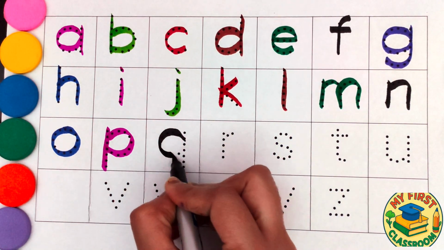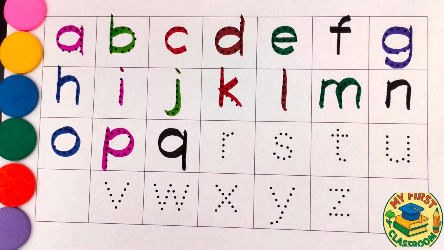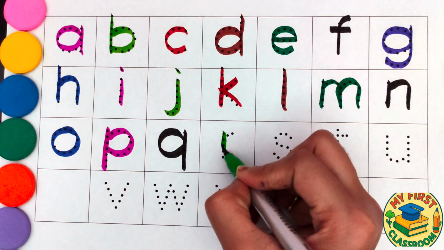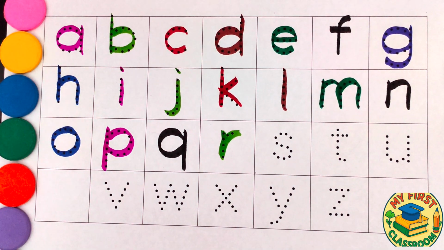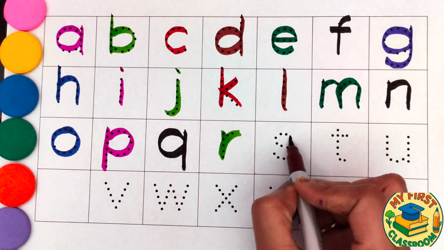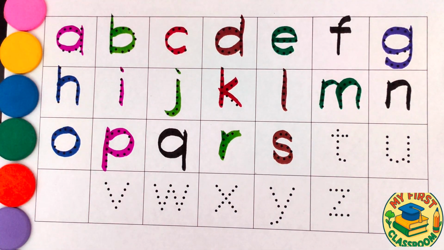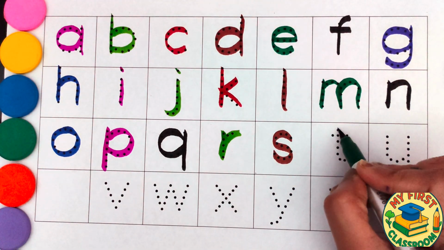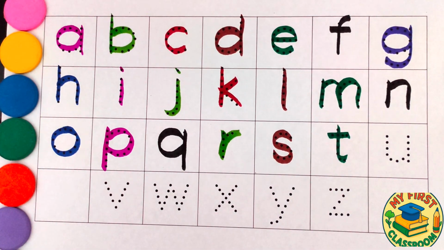Q. Q for queen. R. R for rabbit. S. S for sun. T. T for tree.